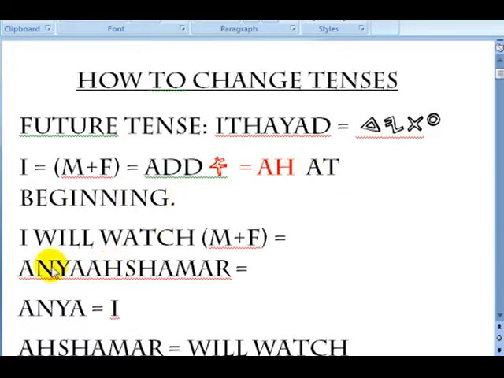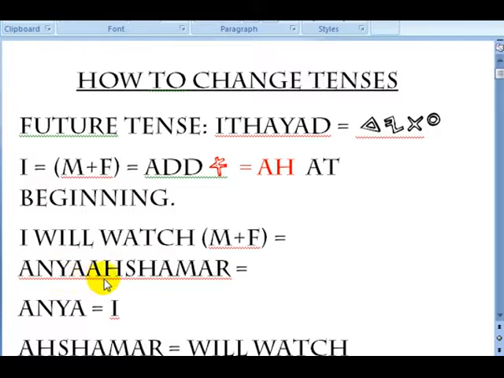Alright, and I'll give you an example. It says I will watch. Male plus female, anya ashamar. See, you will add the ah there. That's the letter there that you'll see that will change this particular tense to future tense.